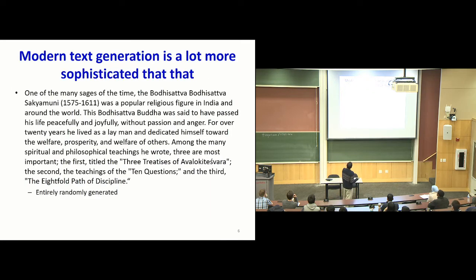The state of the art looks something much more like this, which is astonishingly convincing, right? Because one of the many sages of the time, the Bodhisattva Sakyamuni, with dates, was a popular religious figure in India and around the world. This Bodhisattva Buddha was said to have passed his life peacefully and joyfully without passion and anger. I mean, how much more convincing can this be, right? And this has been generated entirely randomly by a recurrent neural network, which is phenomenal. In this case, I don't believe it's recurrent, but still, the principles start off with recurrent neural networks.